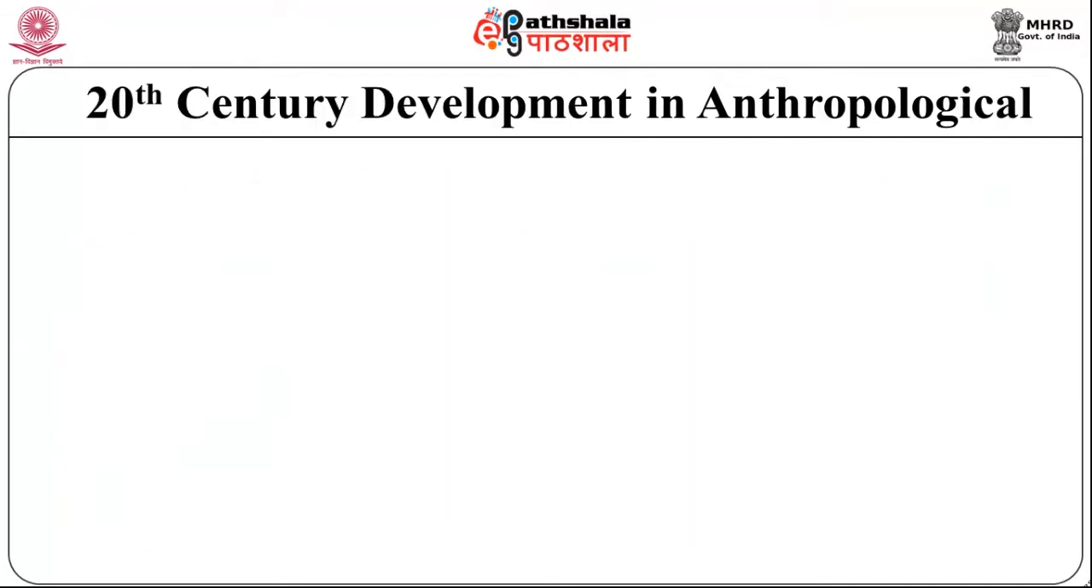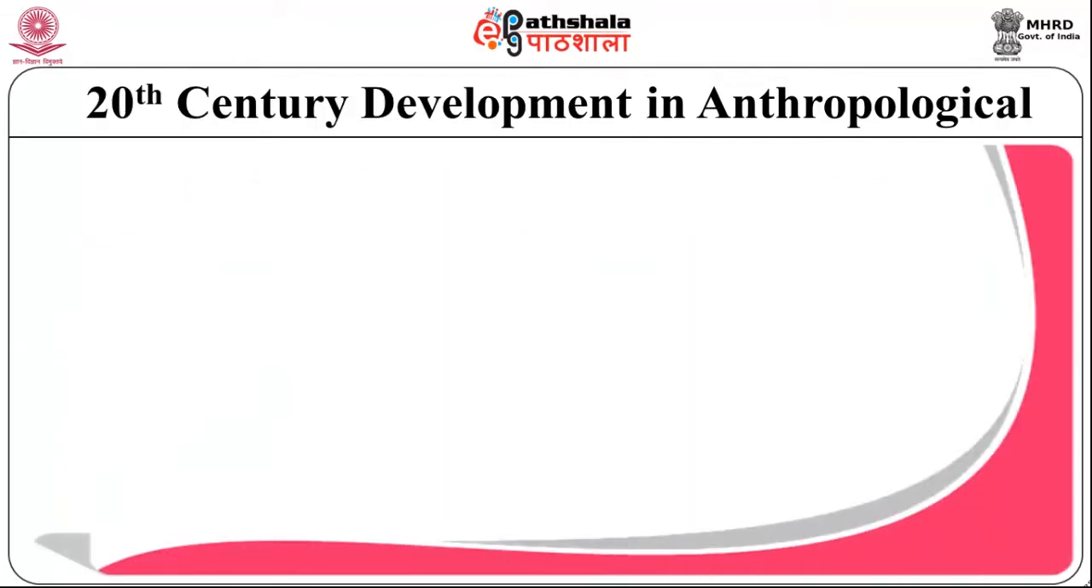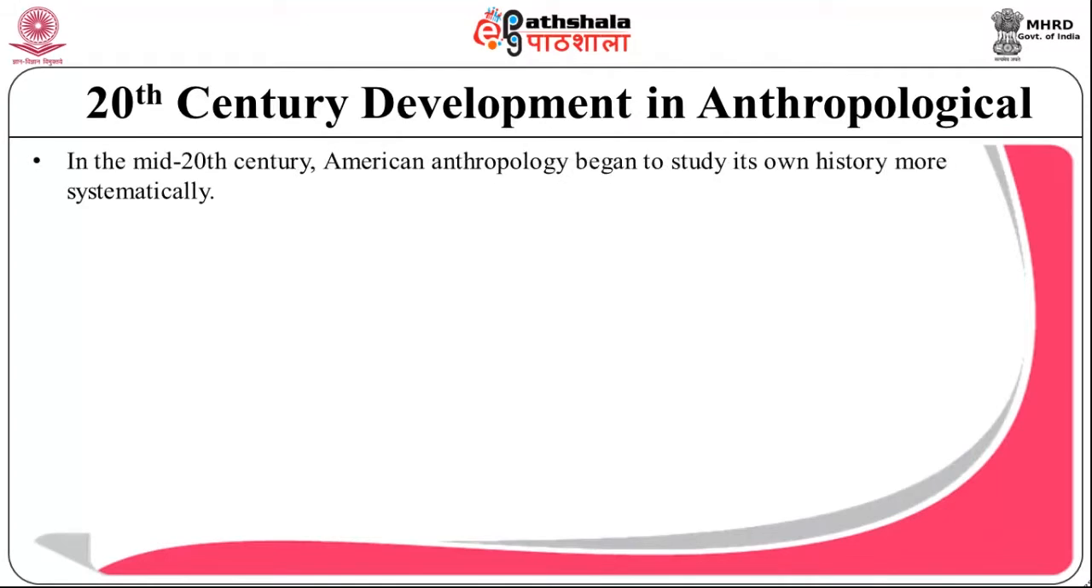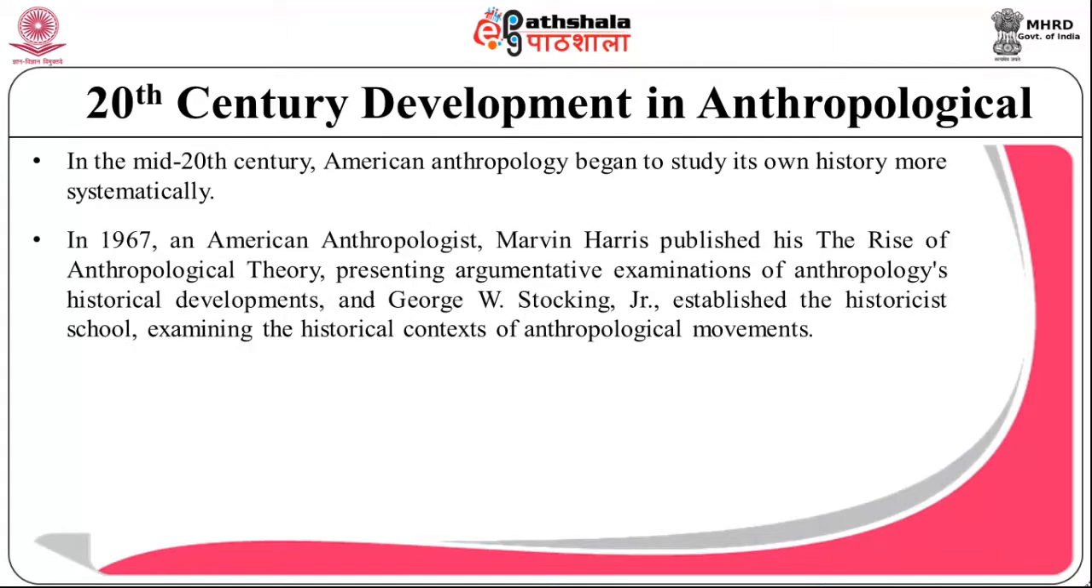Now let's focus on the 20th century development in anthropological ideas and research. In the mid-20th century, American anthropology began to study its own history more systematically. In 1967, an American anthropologist, Marvin Harris, published The Rise of Anthropological Theory, presenting an argumentative examination of anthropology's historical development, and George W. Stocking Jr. established the historicist school, examining the historical context of anthropological movements.